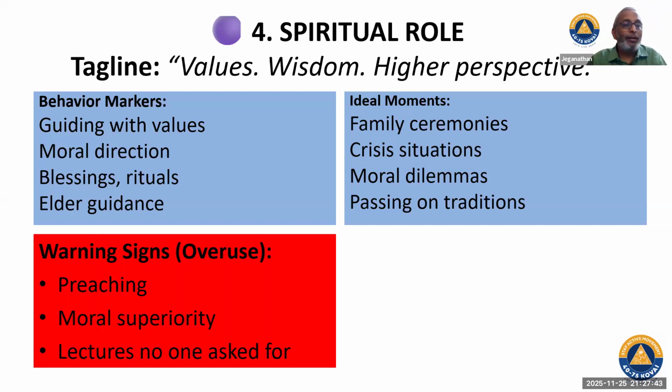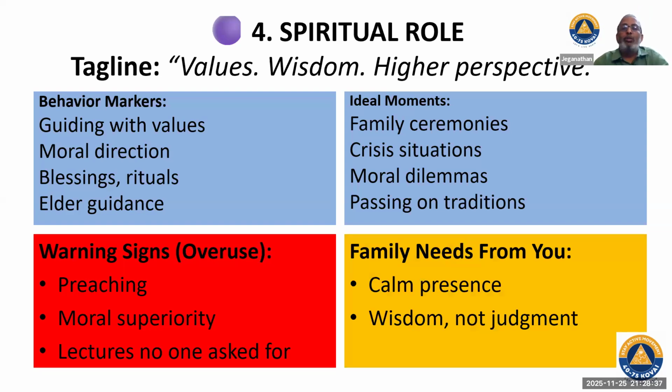Now comes the most important part, the warning signs. This is a very important situation where the elders in the family often find a rift with the younger generations. Like now we have a lot of classifications, Gen Z, Alpha, whatever it is. When the seniors use their values, wisdom, and higher perspectives in a preaching mode, there the trouble starts. The moral superiority, when they start showing it, and the most important one, when they start their lectures when no one asked for it. Please understand, lecturing when no one has asked for the lecture. These are the three signs you need to be aware of in your spiritual role.